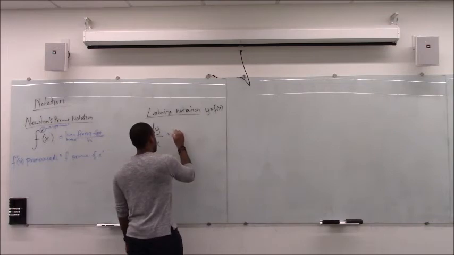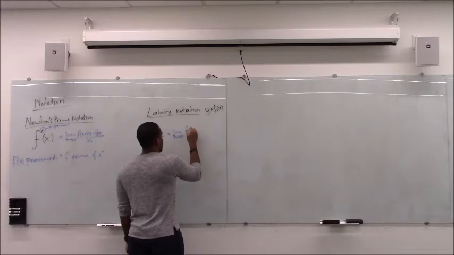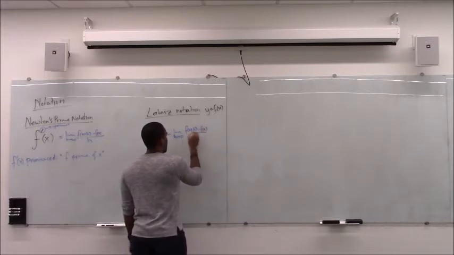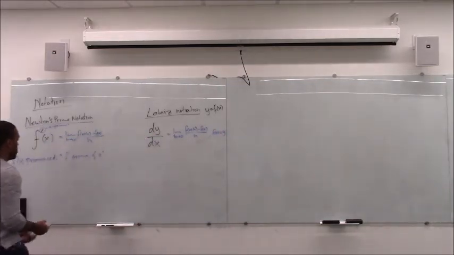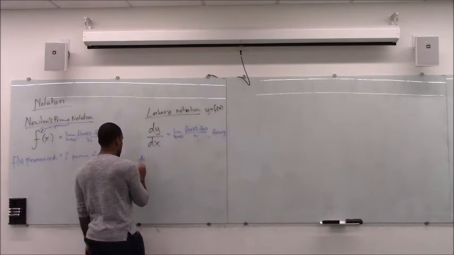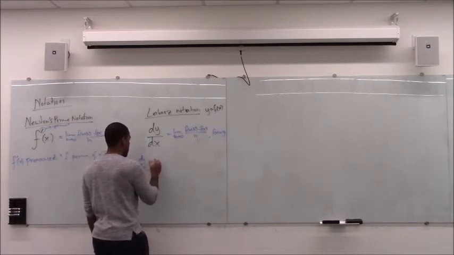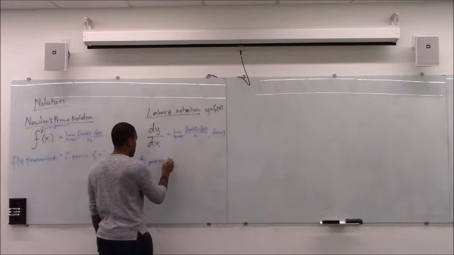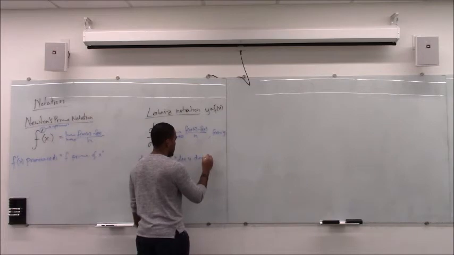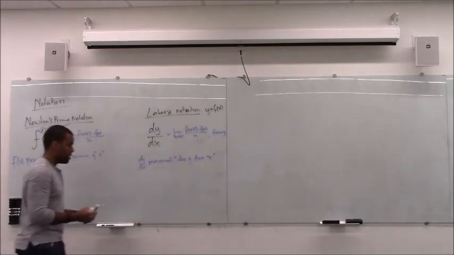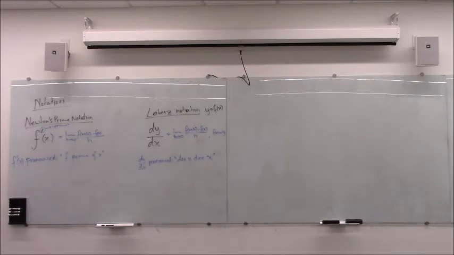So this is also equal to the limit as h approaches 0 of f of x plus h minus f of x over h, where your f of x is just replaced with y. This one, dy dx, is pronounced dy dx. That's how we say it. Whenever I say dy dx, everyone knows I mean dy divided by dx, and everyone would know what I mean: it's the slope of the tangent line at this point.